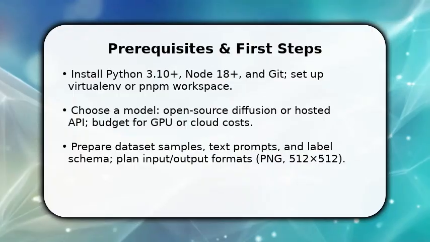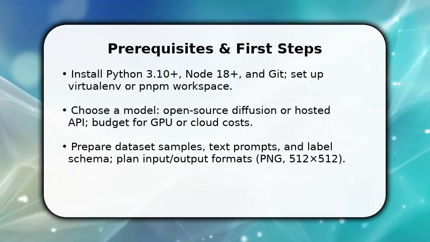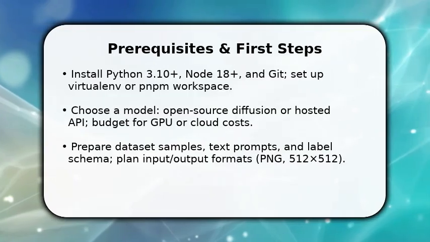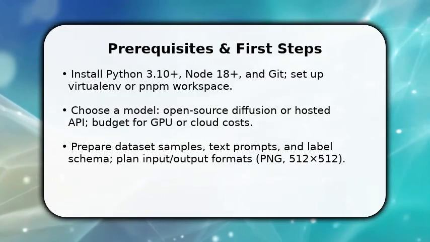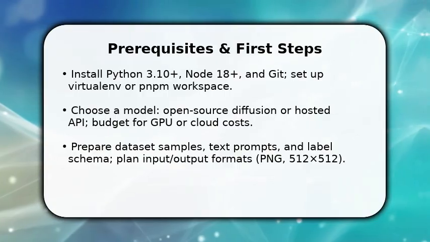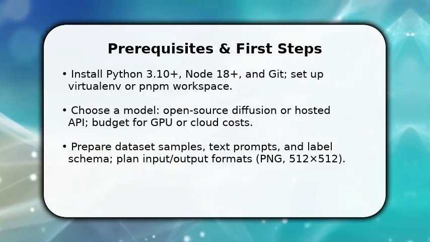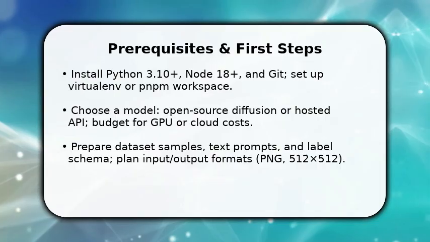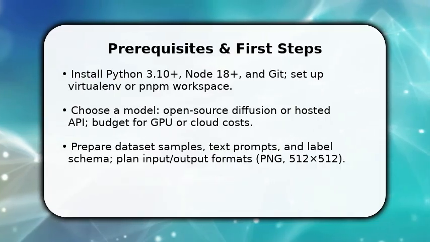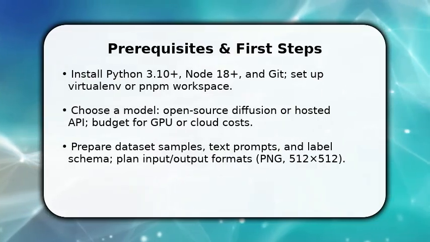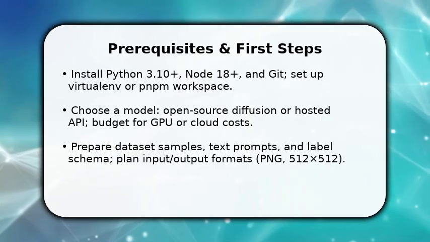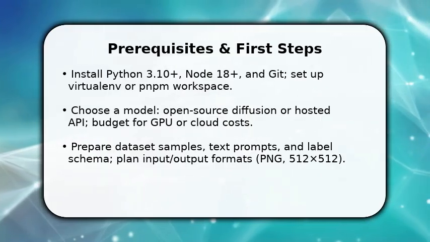You start by gathering what you need and taking the first concrete actions. Install Python 3.10+, Node 18+, and Git, then create a virtual environment so dependencies stay isolated. Pick a model target, an open-source diffusion checkpoint, or a hosted API, because that decision drives infrastructure and cost.